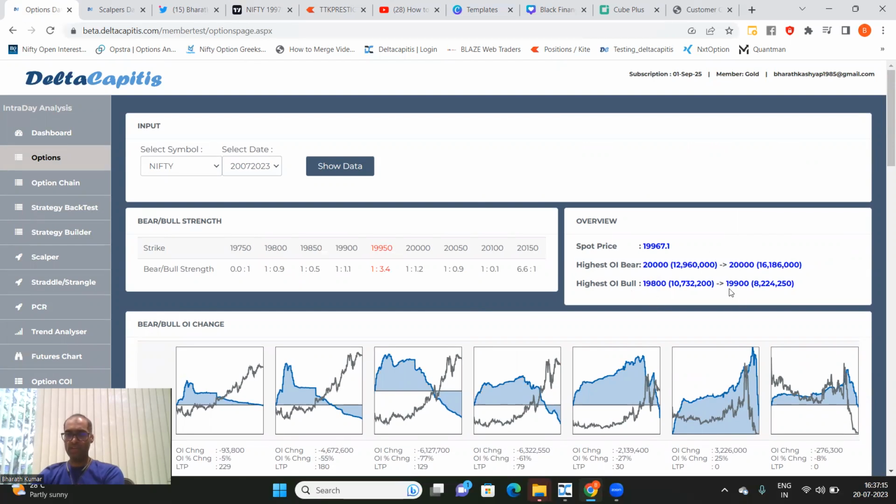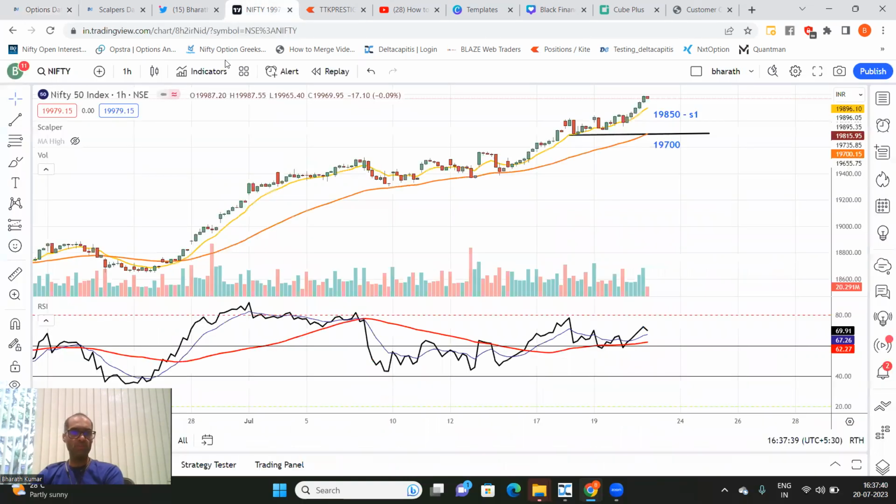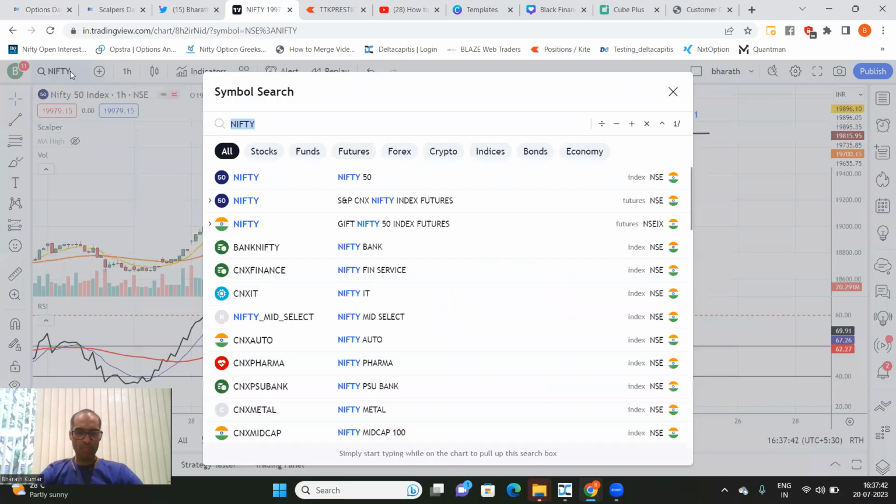It got shifted today at 19,900. So basically, I would say as far as option data is concerned, you can say 19,900, but technicals 19,850 and 19,700. So as long as these two supports are intact, we will continue to hold to our bullish view. Any small dips or any small sideways, some consolidation like yesterday or 2 days back, it will go up.